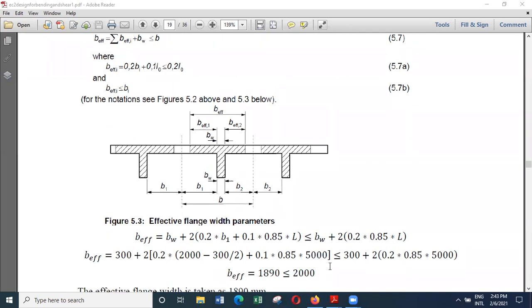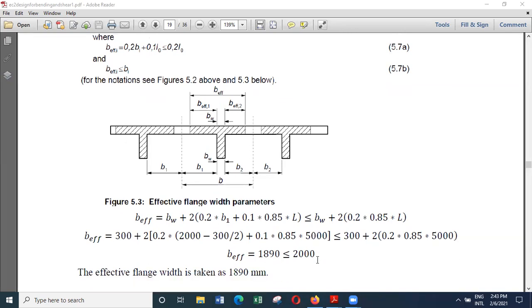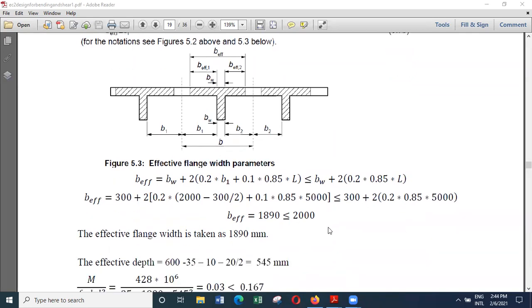Then when you substitute these values, b1 is (2000 minus 300) divided by 2, that is 850, and L naught is 5,000, then you'll find the effective width is 1,890 millimeters, and it is less than 2,000 millimeters, which is the limit given by this part of the equation. So the effective flange width is taken as 1,890 millimeters.